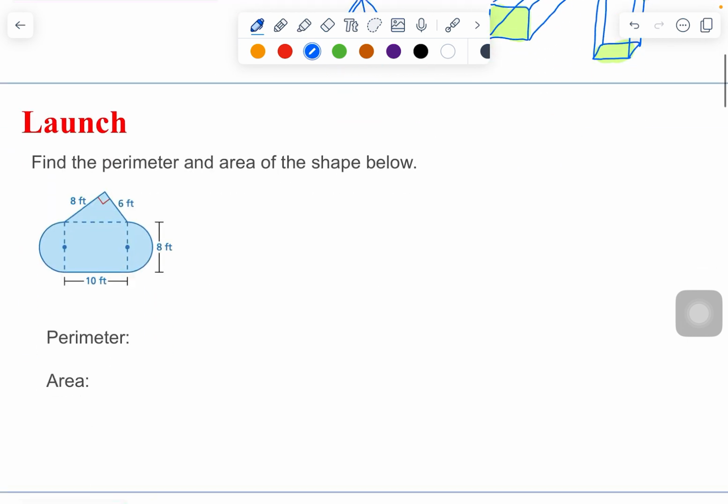So we go down to our next slide and we have a launch. I want you to pause the video, please, and work on the launch. And when most of us are ready to go, press play and we'll go over the answer.